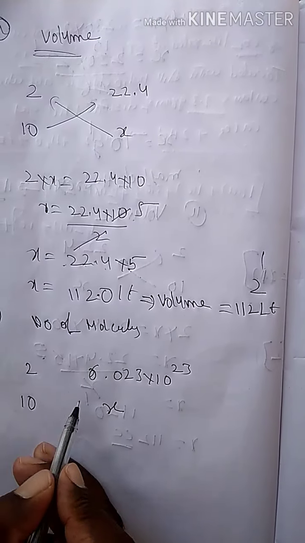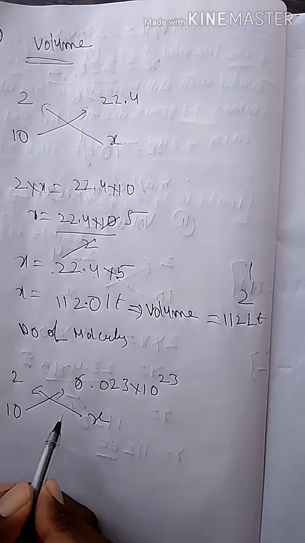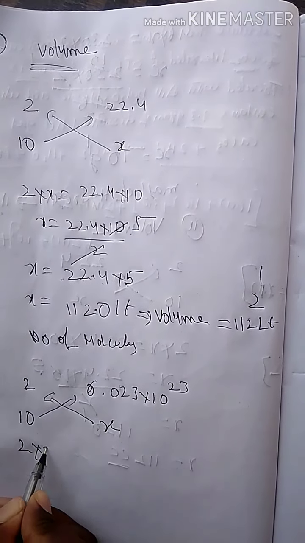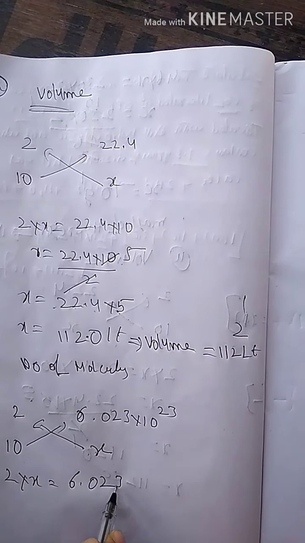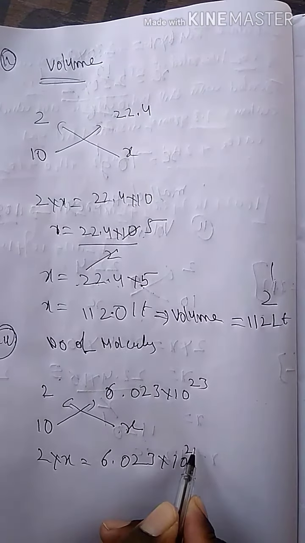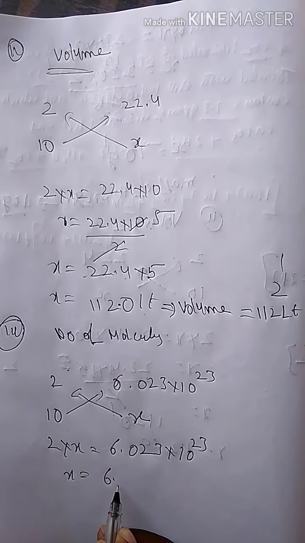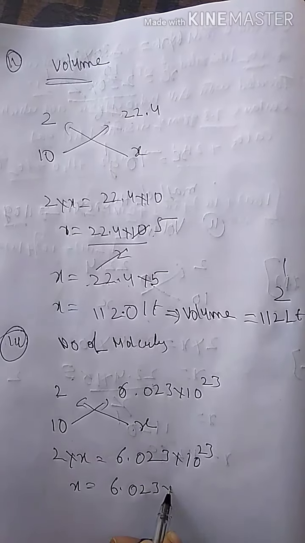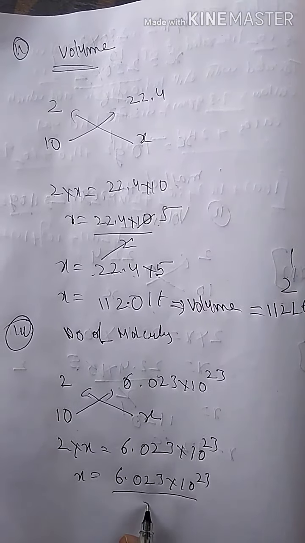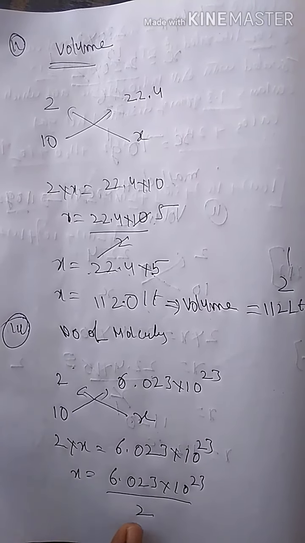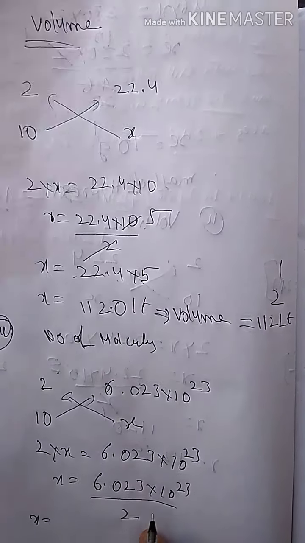So now we can go for the cross multiplication. 2 into X is equal to 6.023 into 10 power 23. Bring the X, X is equal to 6.023 into 10 power 23 by 2. The 2 from the multiplication is coming to this side for division. Now X is equal to cancellation.